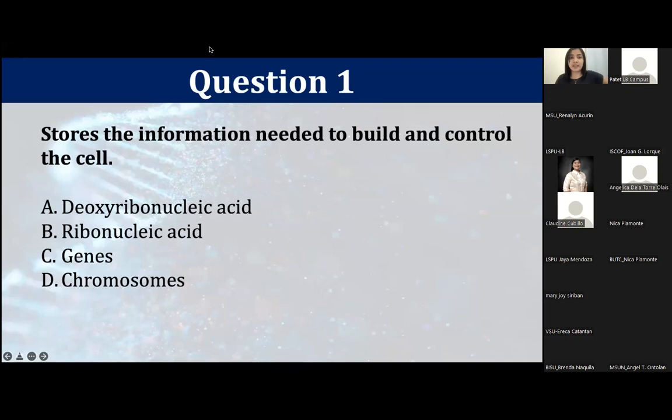Okay, so what is your answer? Okay, sandali ha. Nakamute na. So, yung mga answer na nakita ko dito, merong sumagot ng letter C, genes. Pero most of you answered letter A. How about the others? Anong sagot ninyo? Merong sumagot ng letter B. Okay, so the correct answer is DNA, letter A. DNA or deoxyribonucleic acid.